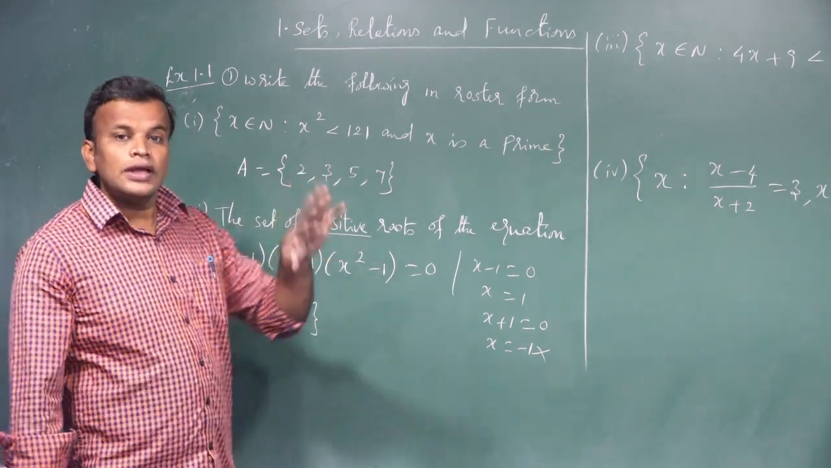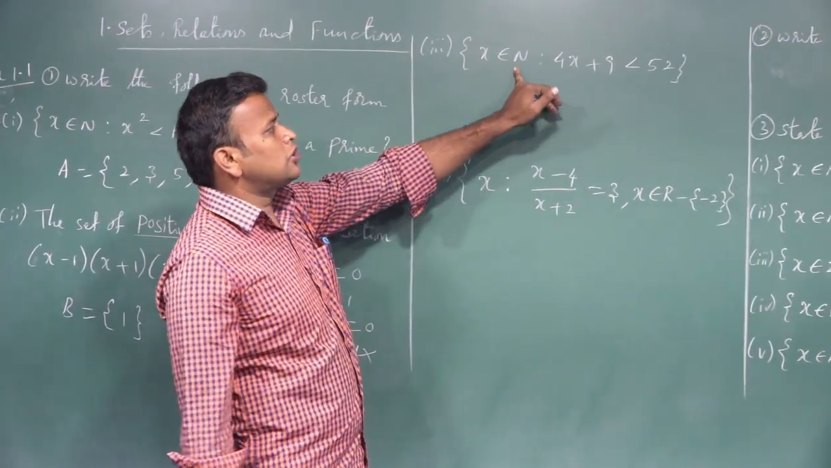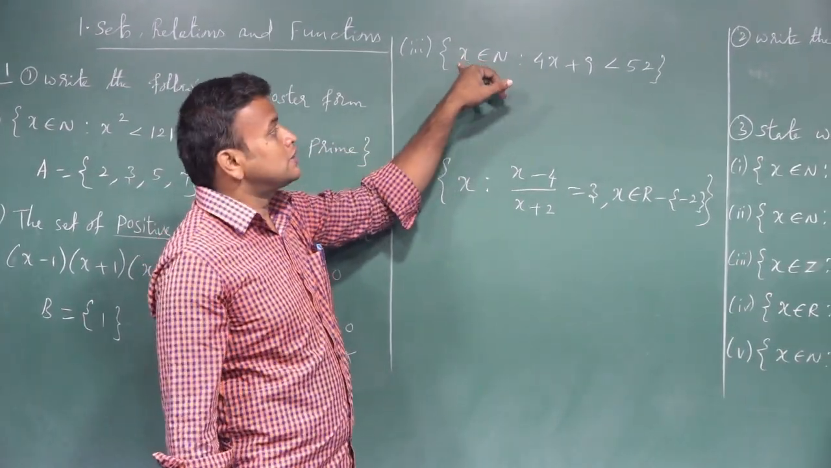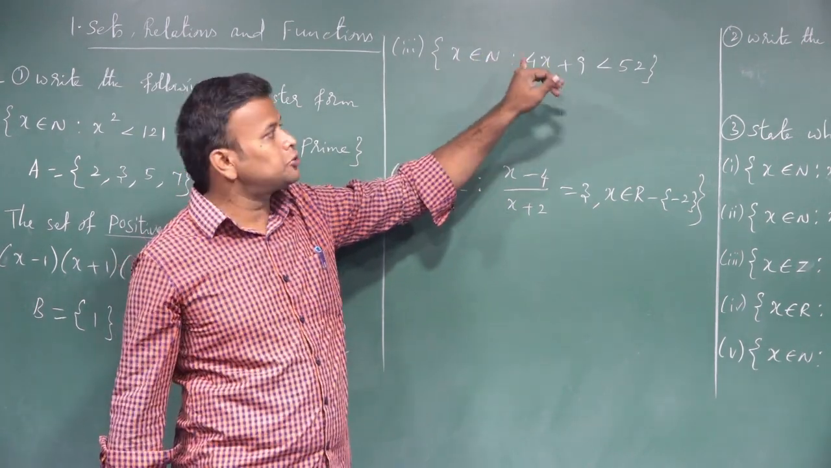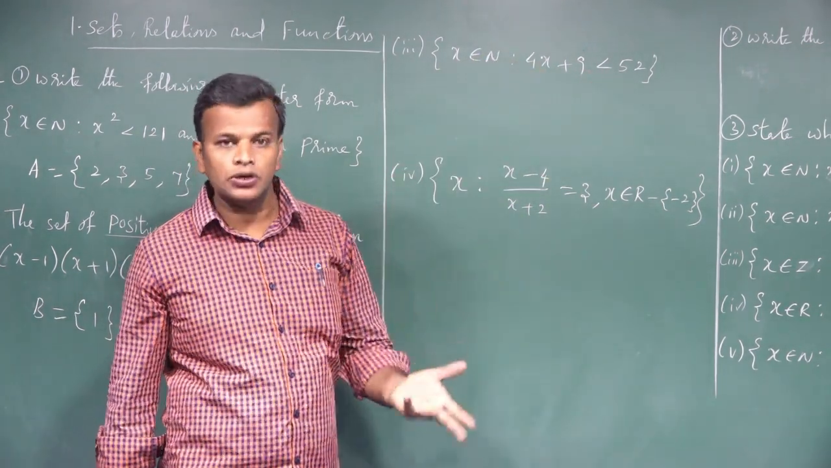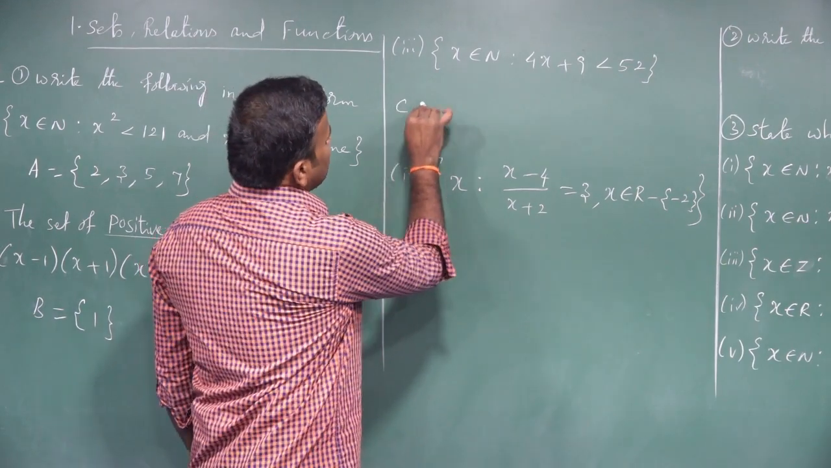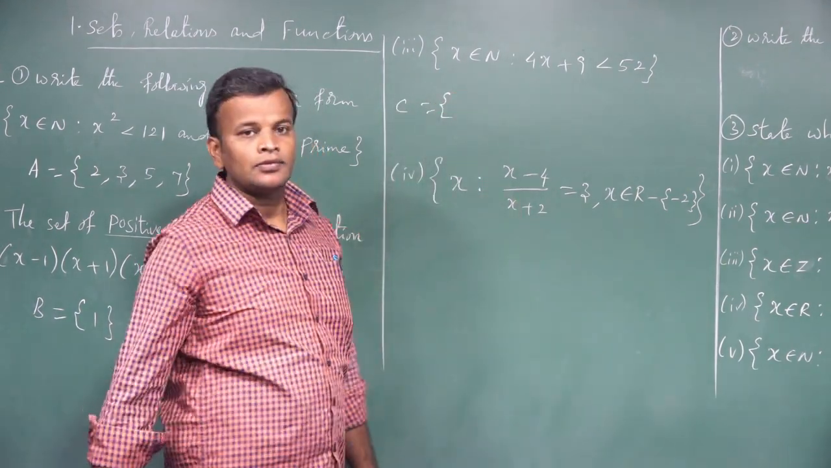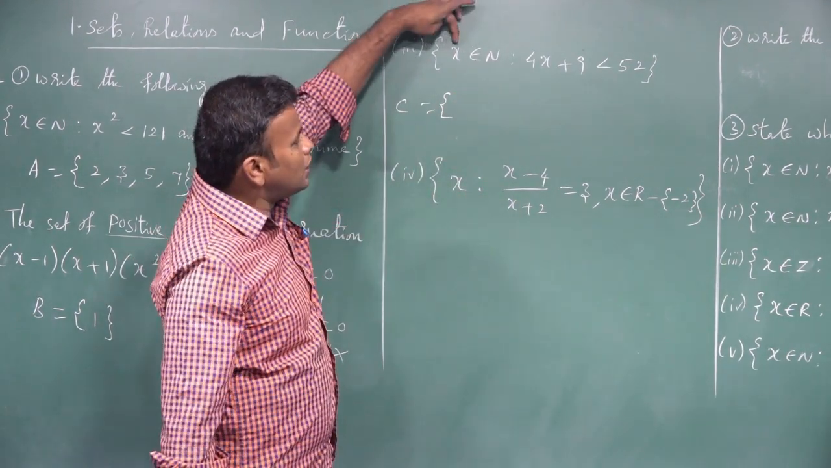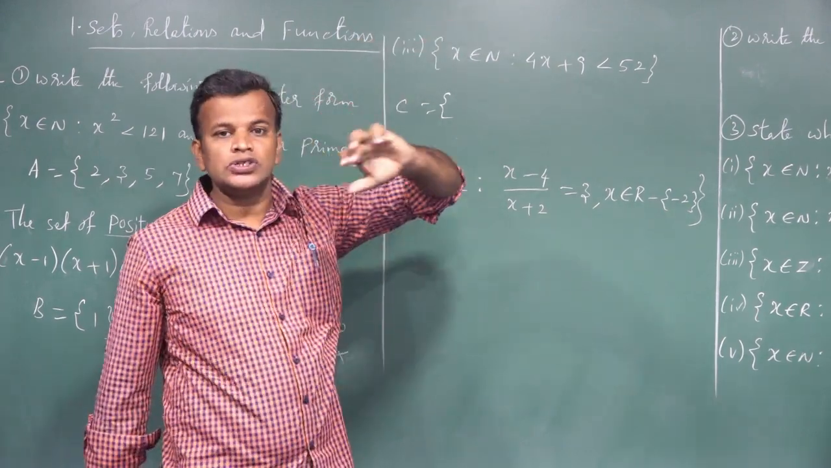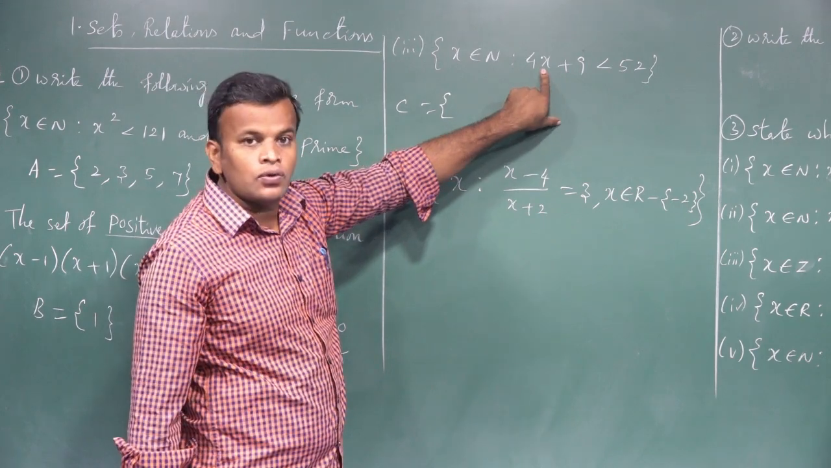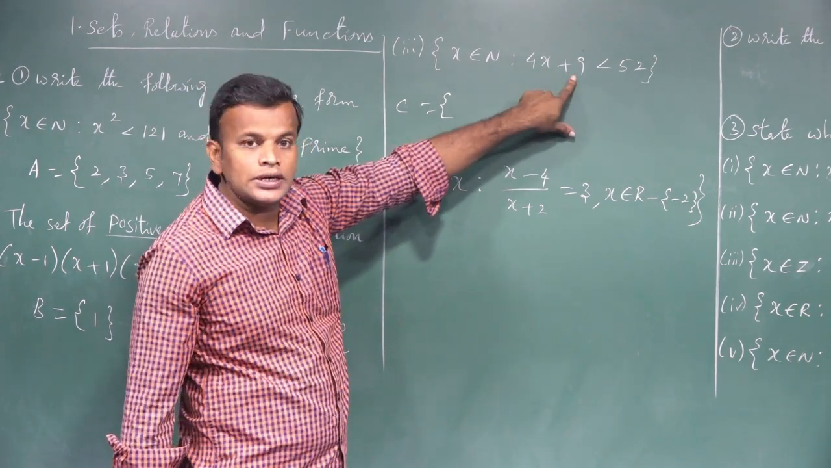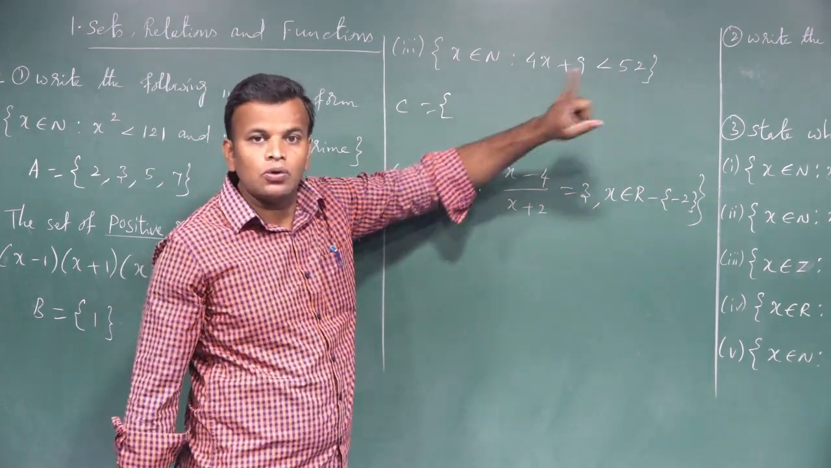Now we move to the third one. x belongs to N, where x is a natural number, and it also satisfies a condition: the value of 4x plus 9 should be less than 52. So I will take the name of the set as C. First of all, all values of x are natural numbers. What is the first natural number? 1. Substituting here, 4 ones are 4, 4 plus 9 is 13. 13 is less than 52. So 1 is possible.